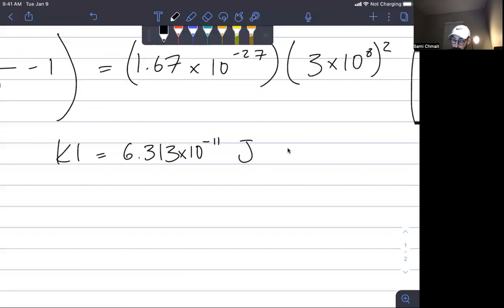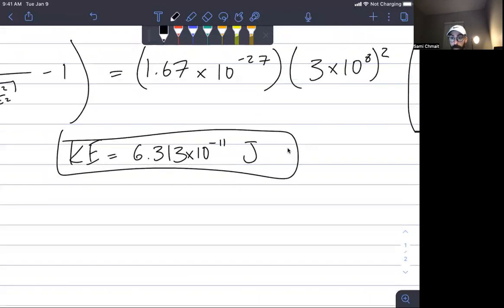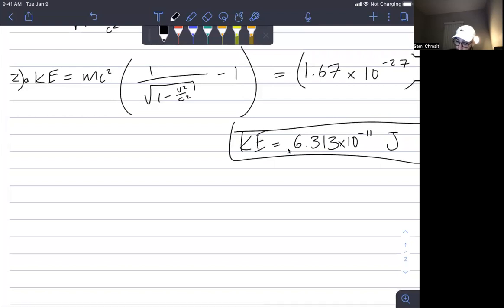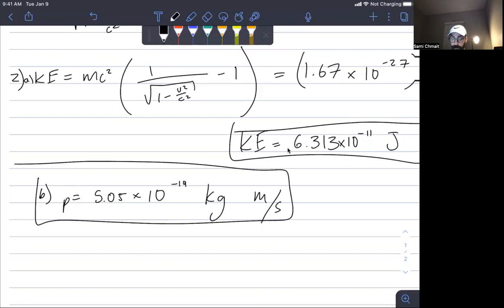That's the kinetic energy. Now we want to calculate the momentum. That's going to use the same equation as above; we've gone over how to solve that one. You just plug into the equation and work it out through and through. The answer for the momentum is P equals 5.05 times 10 to the minus something kilograms meters per second. So question 2, again, is application of the equation.